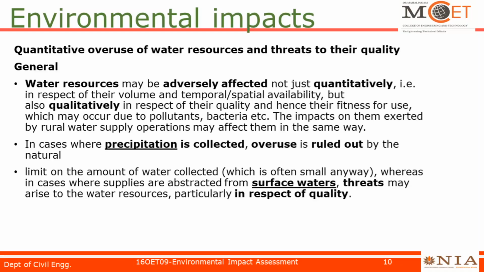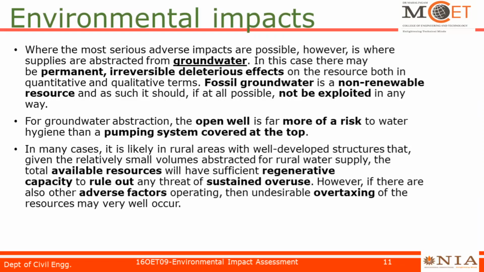In cases where precipitation is collected, overuse is ruled out by the natural limit on the water collected, whereas in cases where water supplies are abstracted from surface waters, threats may arise to the water sources, particularly with respect to the quality. Where the most serious adverse impacts are possible, however, is where supplies are abstracted from groundwater. In this case, there may be permanent, irreversible, deleterious effect on the resource both in quality and also in terms of quantity. Fossil groundwater is a non-renewable resource, and as such, it should, if at all possible, not be exploited in any way because it is very difficult to replenish the groundwater.